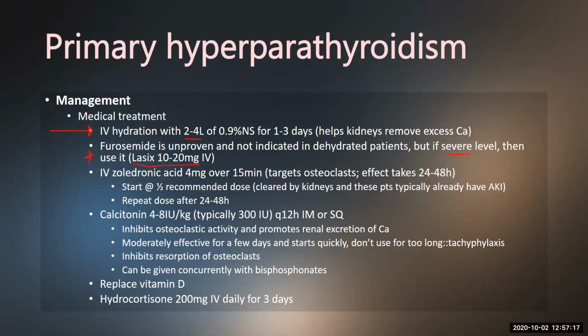So what level did I tell you to remember, that if it's above this number, it's severe? And it's not in the slide, so I'll give you credit for it. 14, yeah, good job. So if it's 14 or above, that's where it's severe. So that's when you could consider using Lasix. IV zoledronic acid, which is a bisphosphonate, is a really great medication to use. You're going to use 4 milligrams over 15 minutes. It's going to target those osteoclasts to prevent them from breaking down the bone and releasing more calcium into the bloodstream. It does take time, though. It takes 24 to 48 hours.